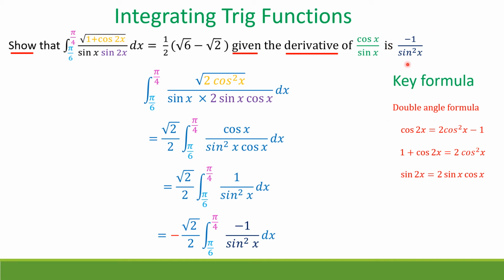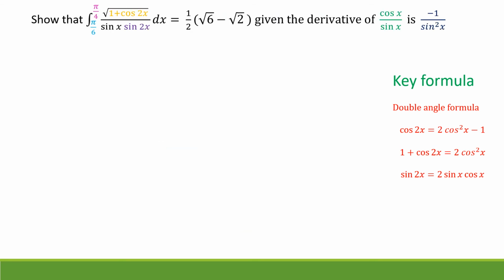But we know the integral of this minus function gives me this. Once we've got to this stage here, we're going to use this rule here. So we know that if we integrate -1 over sine squared x, we end up with this expression here, cos x over sine x. So we're going to replace this whole function with cos x over sine x between the limits of pi by 4 and pi by 6. So I have now got minus root 2 over 2 cos x over sine x between pi by 4 and pi by 6. Once we've got to this stage here, all I've got to do is substitute in the limits.